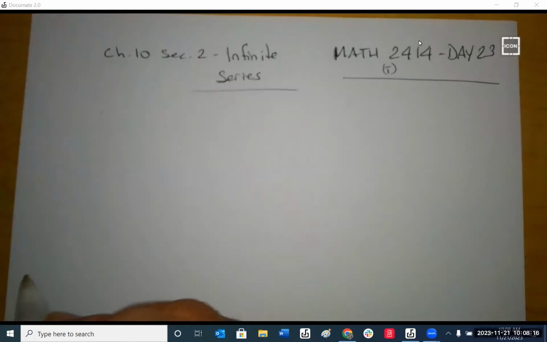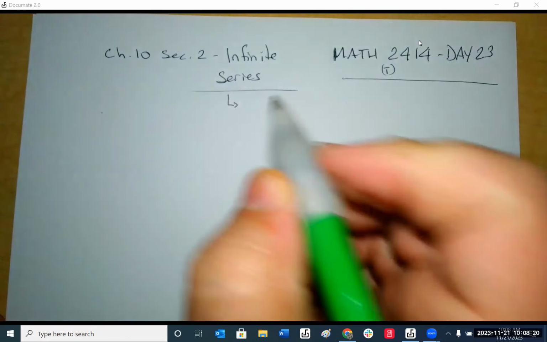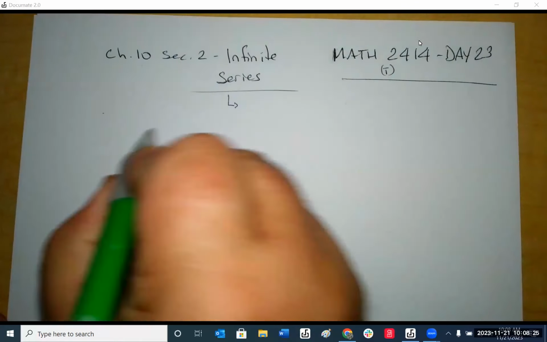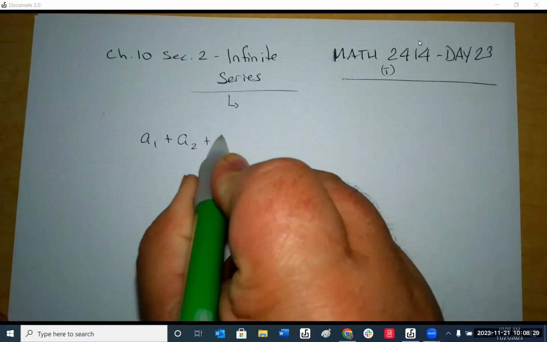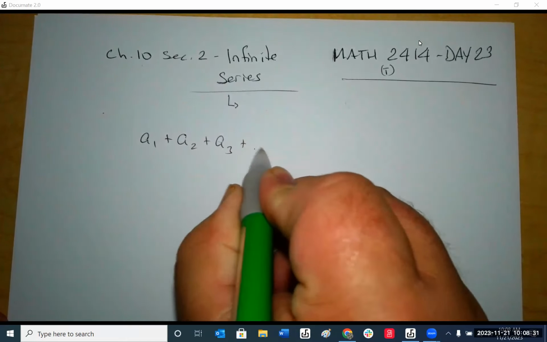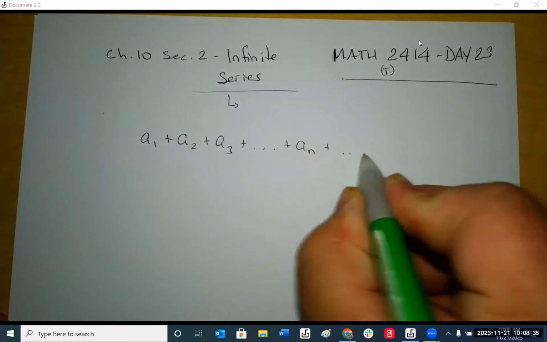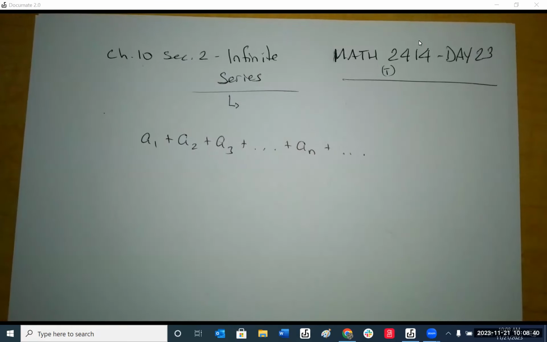All right, today we're going to talk about infinite series. An infinite series is simply the sum of an infinite sequence. So we have a sub 1 plus a sub 2, these are all the elements, all the way up to a sub n, and then to infinity. It keeps on going. So it's just the sum of those.